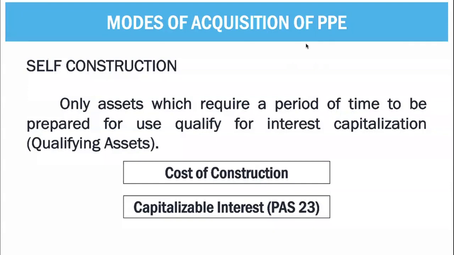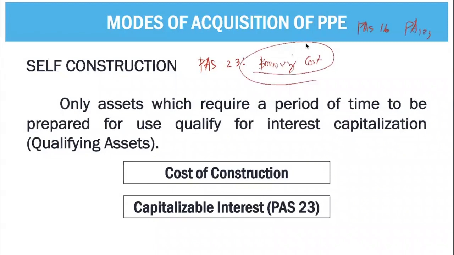In a self-construction of property, plant, and equipment, we also talk about one particular standard, and that is your PAS 23, which is known as your borrowing cost. So in this particular session, we are now talking about your self-construction and your borrowing costs as a mode of acquisition of property, plant, and equipment. So we talked with PAS 16 vis-a-vis PAS 23.